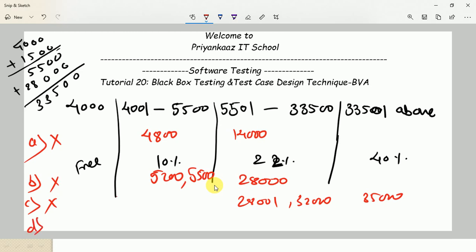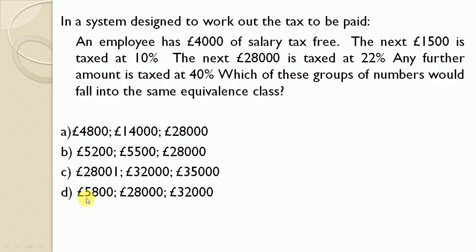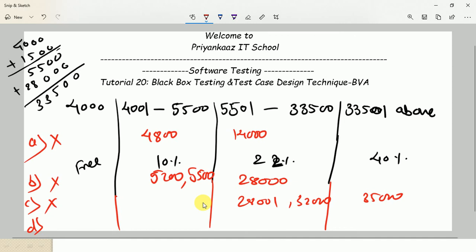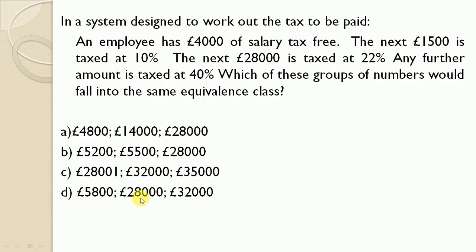Let's talk about option number D this time. Let me show you. So 5,800, 28,000 and 32. 5,800, that means it belongs to the third class. 28,000 also comes under the same class, and 32,000 also belongs to the same class. So yes, what is the correct answer? Correct answer is option number D. Okay. So in this way, guys, you are going to solve your questions.